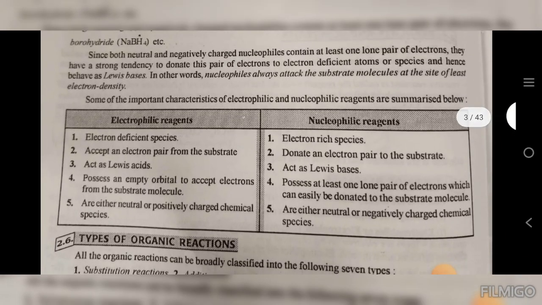Since both neutral and negatively charged nucleophiles contain at least one lone pair of electrons, they have a strong tendency to donate this pair of electrons to an electron deficient atom or species and hence behave as Lewis bases. In other words, nucleophiles always attack the substrate molecules at the site of least electron density. Some of the important characteristics of electrophilic and nucleophilic reagents are summarized below.